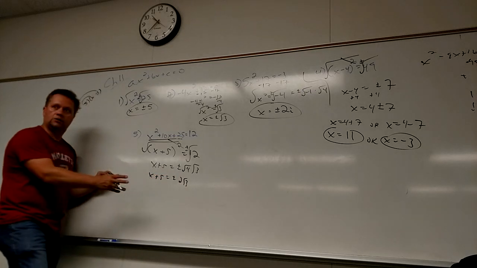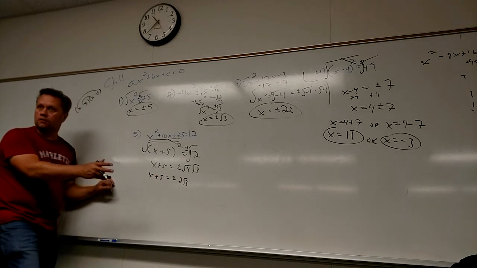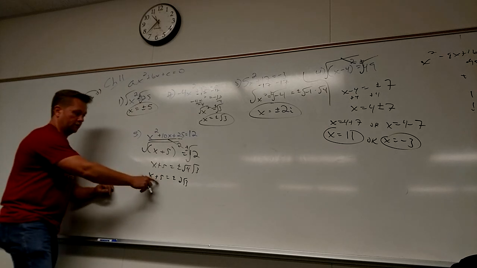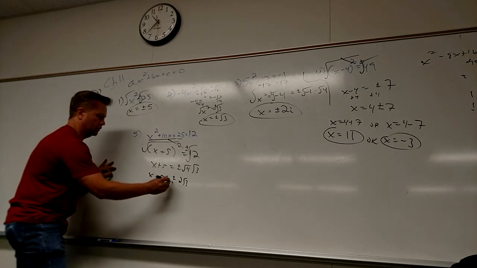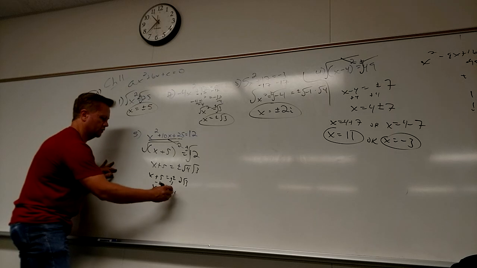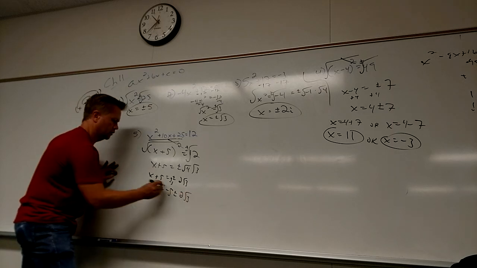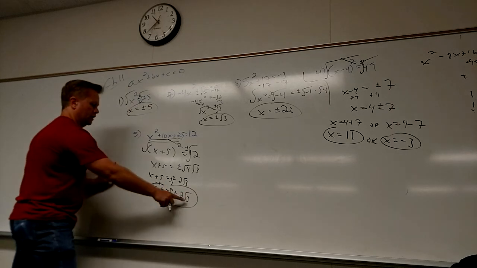And the last thing I got to do is to get x by itself, subtract 5. And I tell people, force it in there in front. That looks a little more natural. Negative 5, give or take, 2 rad 3.